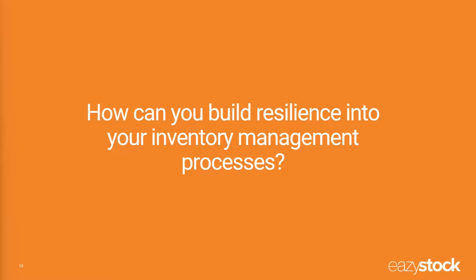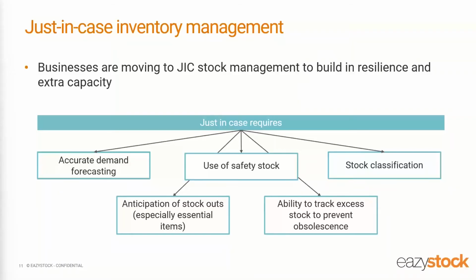So let's talk about the 5 major areas, and I want to dig into just-in-case a little bit here and talk through some of this, right? Today, there are 5 major pieces to moving to just-in-case stock management. We're going to start talking about inventory a little bit more. These 5 areas, accurate demand forecasting, safety stock, stock classification, anticipating stockouts, and the ability to track excess stock, are vitally important.